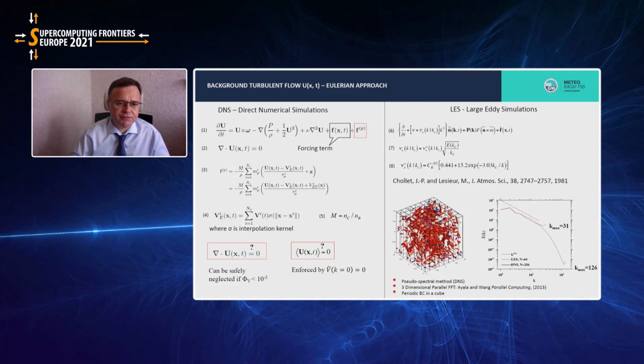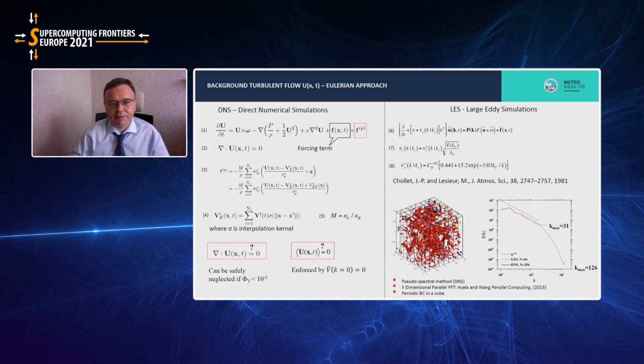Another problem is the mean flow, because the settling droplets may force the flow along the gravity direction. This problem is artificially solved by setting the zero wave number to 0 in Fourier space. And we solve this Navier-Stokes equation using the pseudo-spectral method.